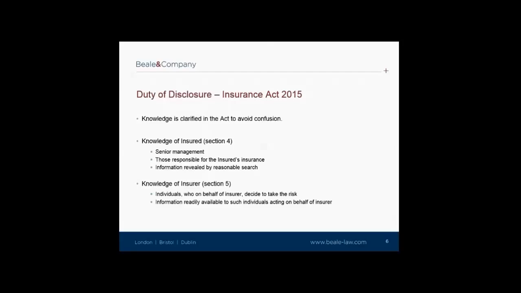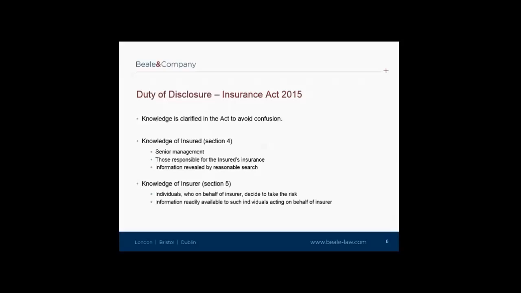If it is an organisation, relevant knowledge is anyone who is part of the insured's senior management and those responsible for the insured's insurance. Senior management is defined as any individual who plays a significant role in the making of decisions of how the insured's activities are managed or organised. The explanatory notes state that senior management includes board members, but it can extend beyond that. Where the insured is a company, this reflects important decisions on the common law rules of attribution. The question is, what effect does this have on a composite policy?